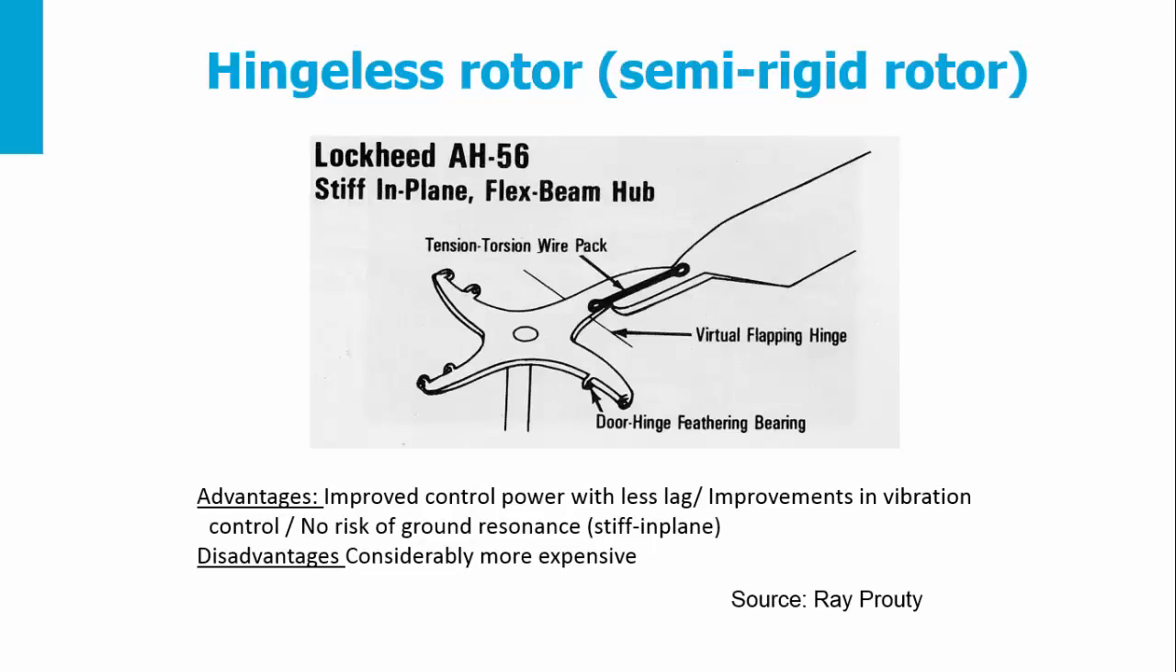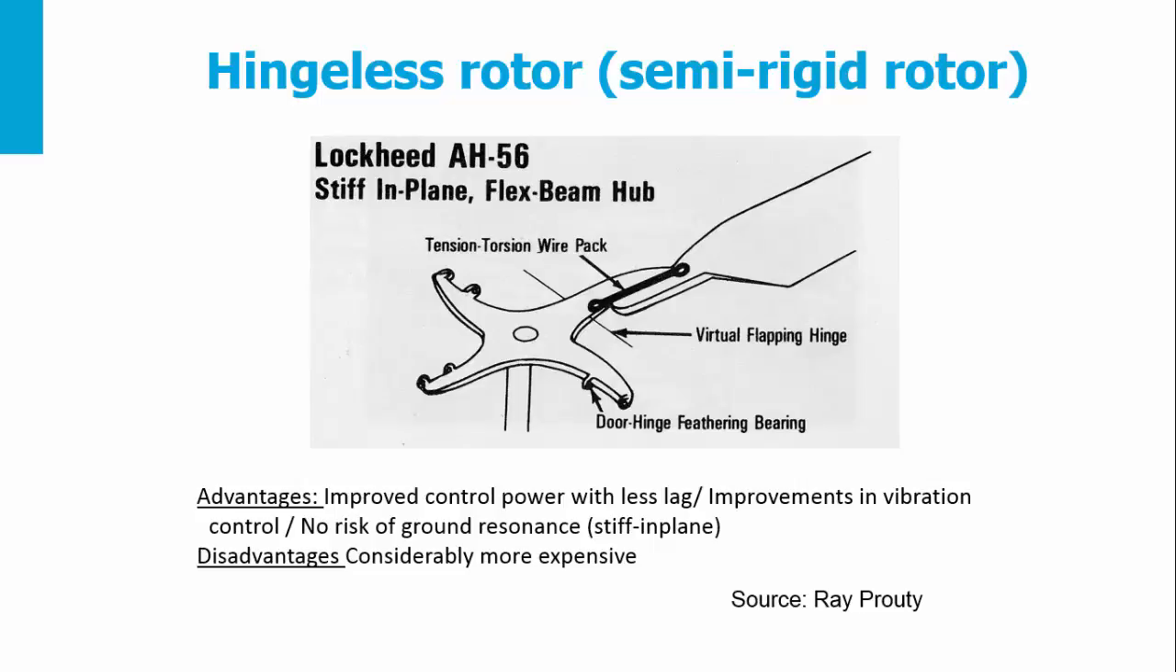The hingeless rotor. Here is an example of the Lockheed AH-56 Cheyenne helicopter, which is hingeless. You see that actually it had a virtual flapping hinge and the feathering hinge, which is a torsion feathering bearing. There was a tension-torsion wire pack in the rotor hub.